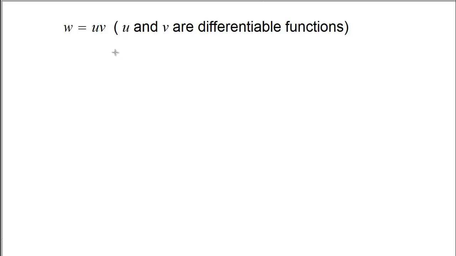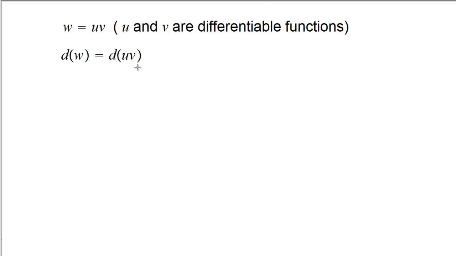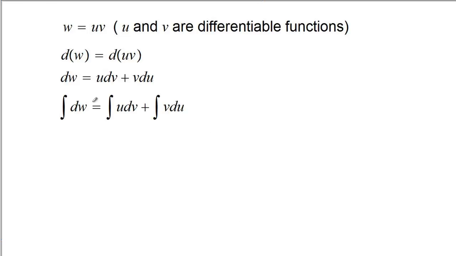So let's say we have a product of two functions, u and v, and the product be say w. Okay, so if we take the differentials of both the sides and we have a product rule for differentials, what shall we get? We shall get dw equals u times dv plus v times du. Okay, now once we have this, we can take the integrals of both the sides, and integral of dw would be what? Simply w.